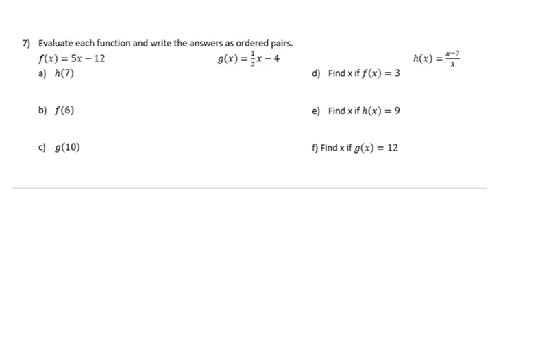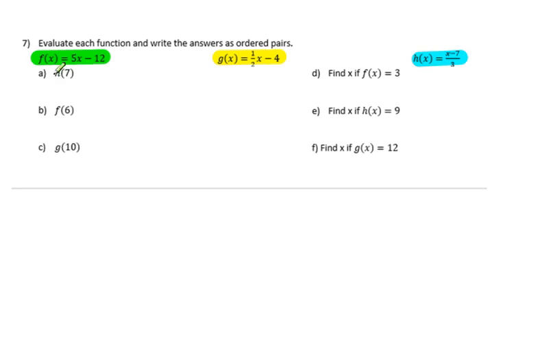Number 7 says to evaluate each function and write the answers as ordered pairs. So A says to evaluate h with x value 7. Before I get started, I'm just going to color code. This is f of x, this is g of x, and this is h of x. So I'm going to color code which function I'm going to use for each one.